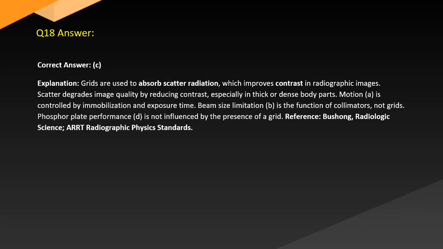Answer. Correct answer: C. Explanation. Grids are used to absorb scatter radiation, which improves contrast in radiographic images. Scatter degrades image quality by reducing contrast, especially in thick or dense body parts. Motion, A, is controlled by immobilization and exposure time. Beam size limitation, B, is the function of collimators, not grids. Phosphor plate performance, D, is not influenced by the presence of a grid. Reference: Radiologic Science, Radiographic Physics Standards.